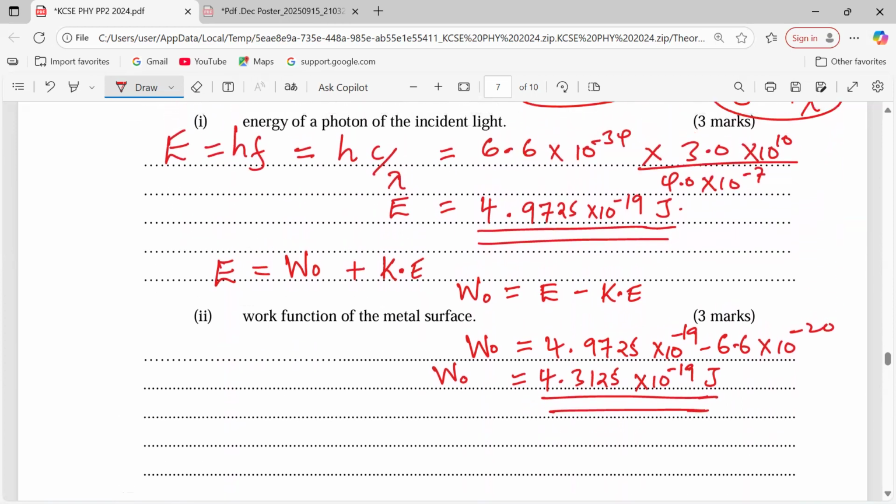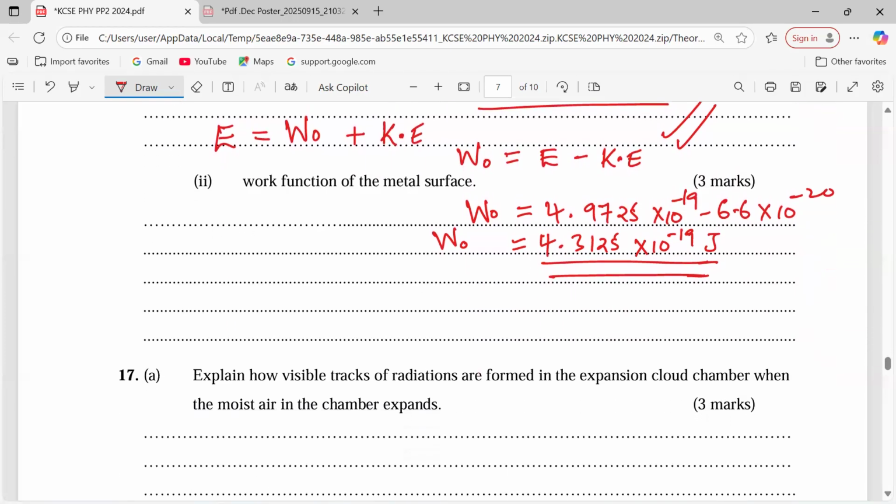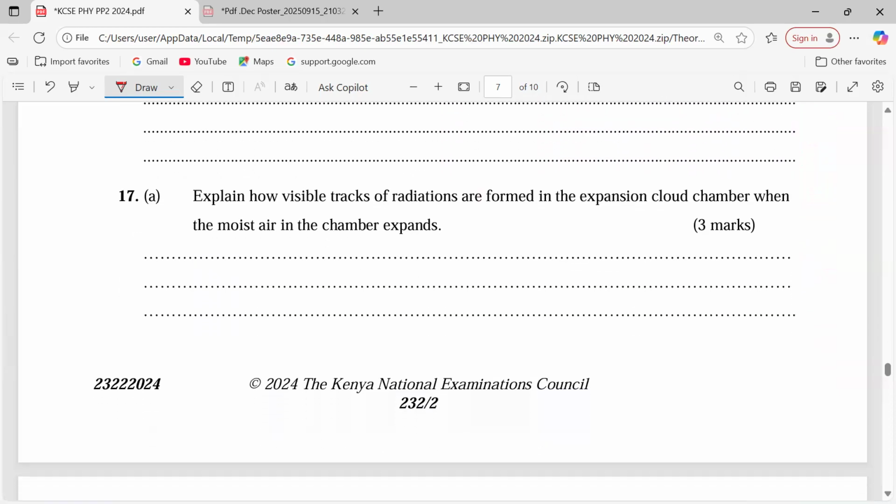You should be understanding Einstein's equation of photoemission. Very good one. Very, very good one.